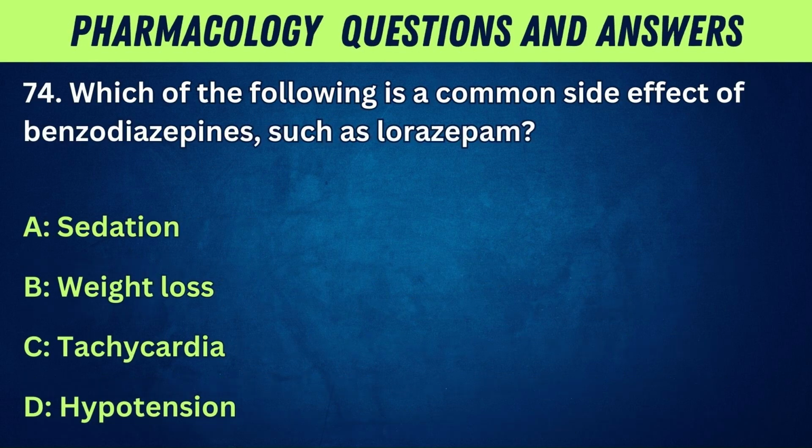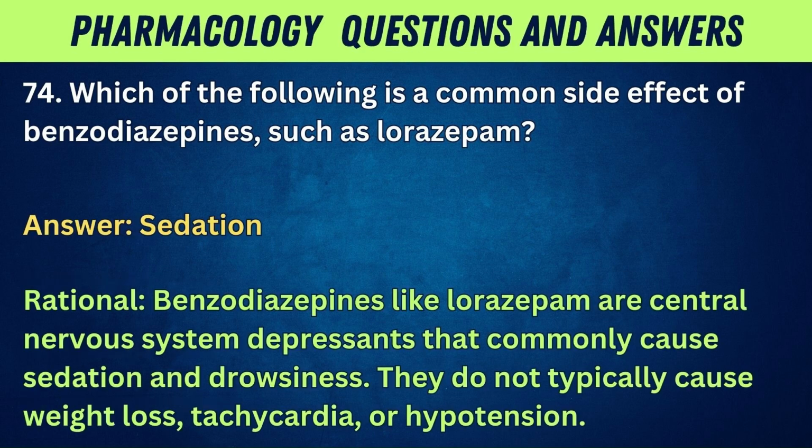74. Which of the following is a common side effect of benzodiazepines, such as lorazepam? A. Sedation. B. Weight loss. C. Tachycardia. D. Hypotension. Answer: Sedation. Rationale: Benzodiazepines like lorazepam are central nervous system depressants that commonly cause sedation and drowsiness. They do not typically cause weight loss, tachycardia, or hypotension.